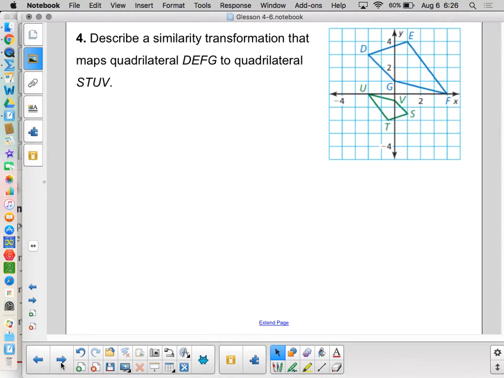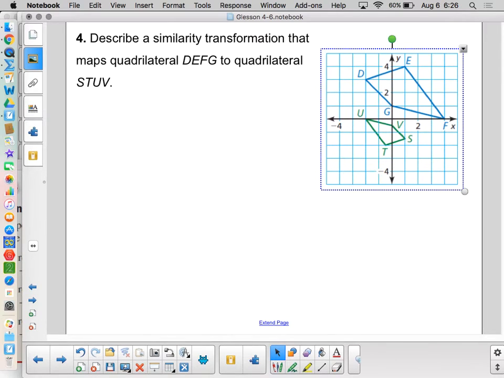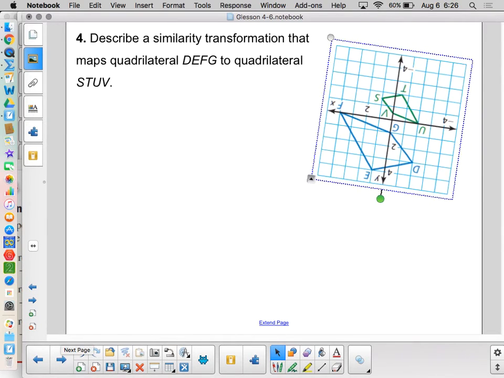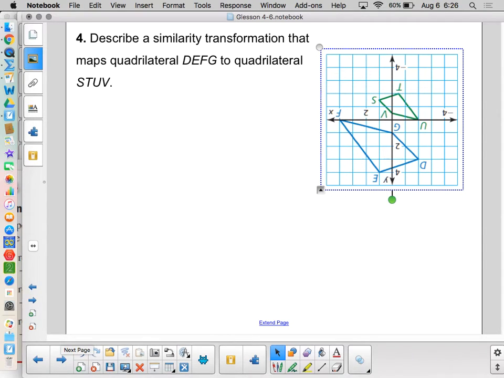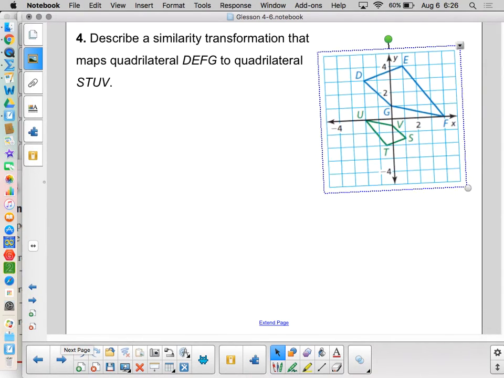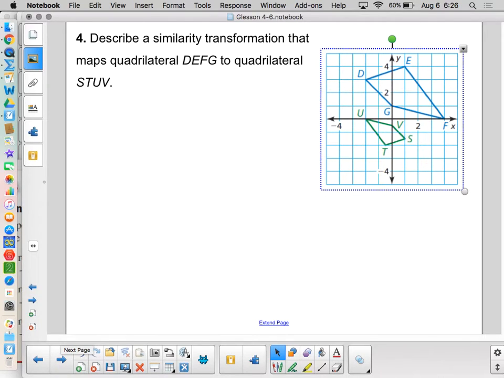Describe a similarity transformation that maps this to a quadrilateral STUV. So DEFG is my original, and STUV is my copy. What is going on here? All right, well, when I look at this, what do you kind of suspect is happening? I kind of think we got a rotation going here. Let me just flip my picture once. Obviously, it's smaller, but notice it kind of goes down to the right. And notice that orientation. Yeah, it looks like I've got a rotation going on here. In fact, it looks like I'm rotating 180 degrees.